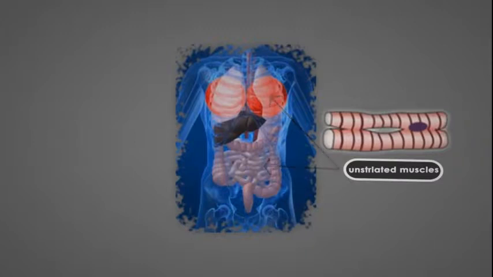Movements of passage of food in the intestine are caused by contraction of the unstriated muscles in the intestinal wall. Such muscles are composed of slender, tapering cells. Muscles of the iris of the eye and skin are also smooth muscles.